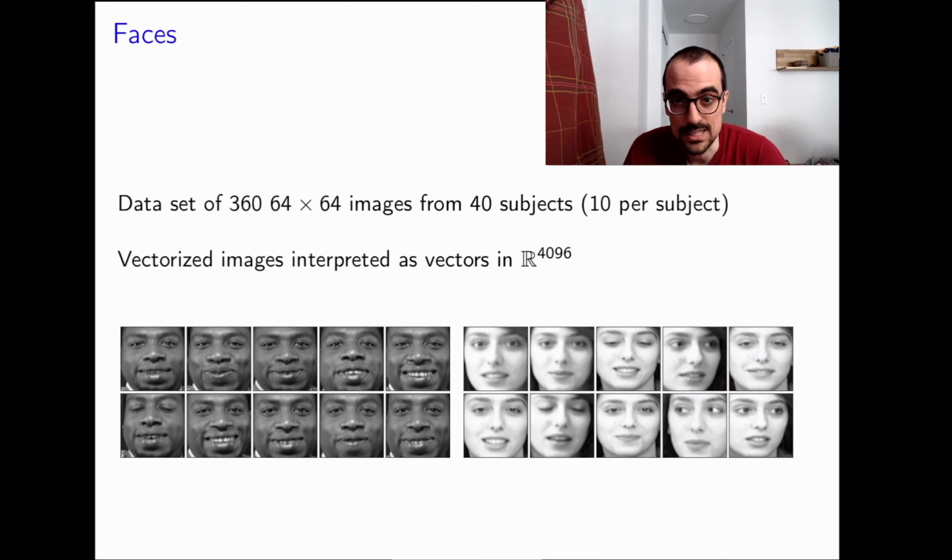Okay, so now let's take a look at an example. We have a data set of 64 times 64 images from 40 subjects. There are 10 images per subject. The vectorized images have dimension 4096. That's 64 times 64, if I haven't made a mistake. And here you can see some example images.